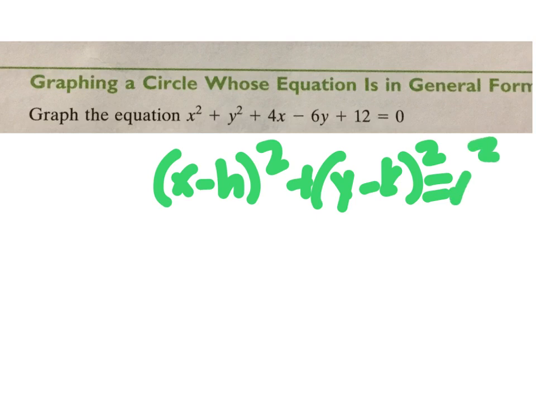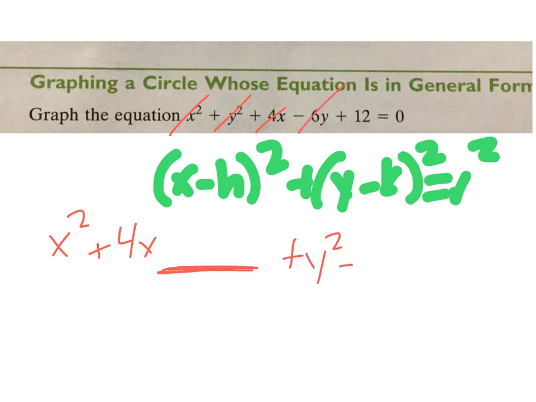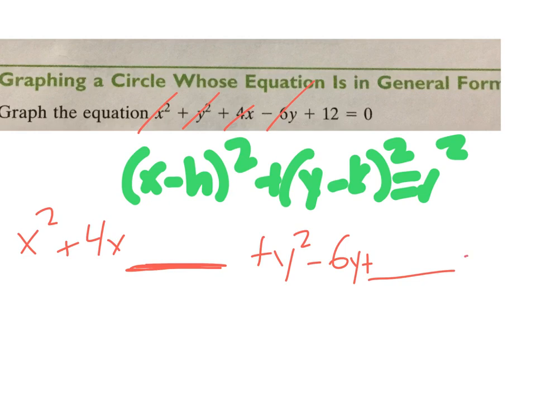Okay, so in order to do that, I need to group my x's together, my y's together, and then get the constant to the other side. So I'm going to do that here. I'm going to rewrite this as x squared plus 4x, then leave a little blank space for something I'm going to use in a second, plus y squared minus 6y, and another blank space. I'm going to move the 12 to the other side, it becomes negative. So that's equal to negative 12.